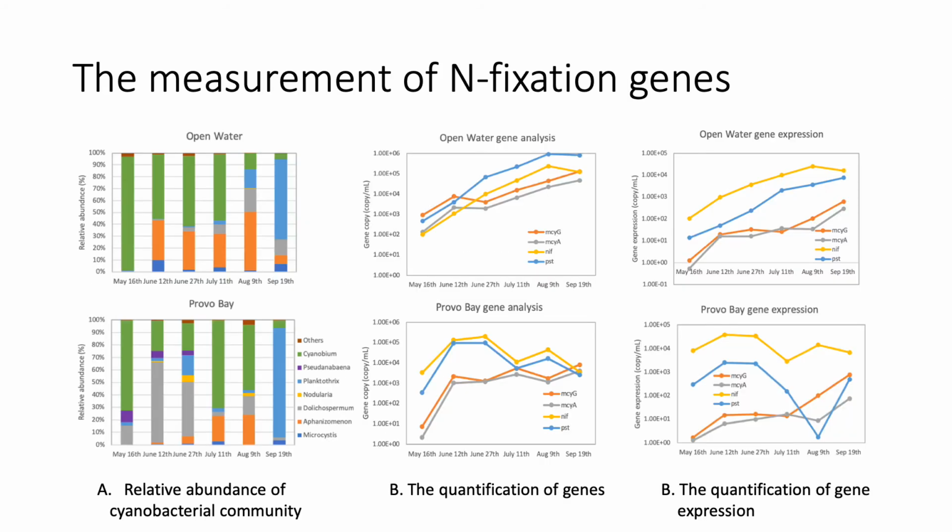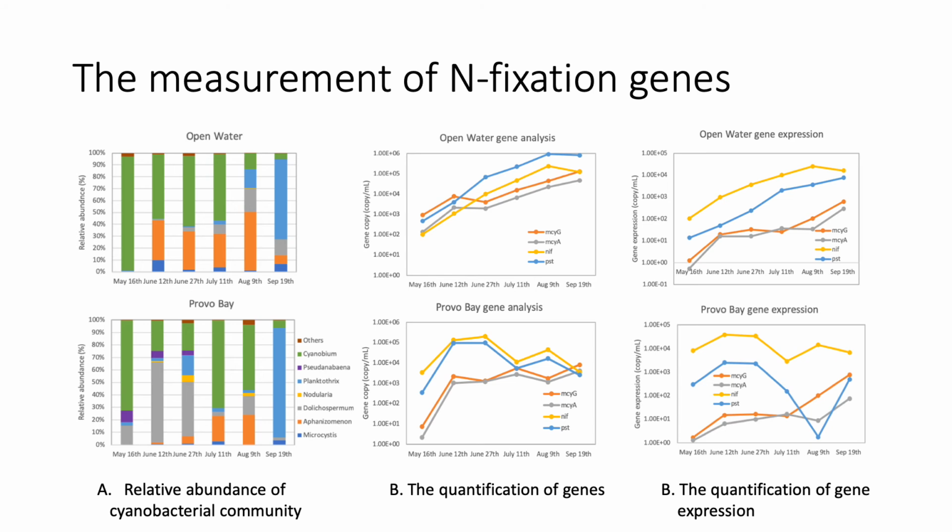Some results we found: for the open water area, the orange one is Aphanizomenon, and the gray one is Dolichospermum, and their presence and relative abundance increased from June, and the highest was found in August. But in Provo Bay, there was an early bloom of Dolichospermum, and the maximum was found in June.